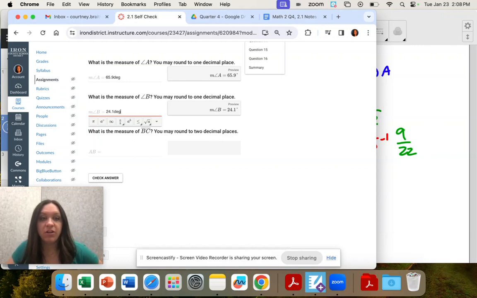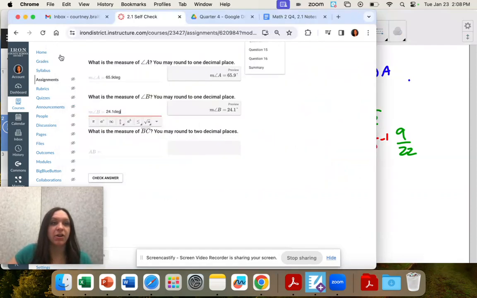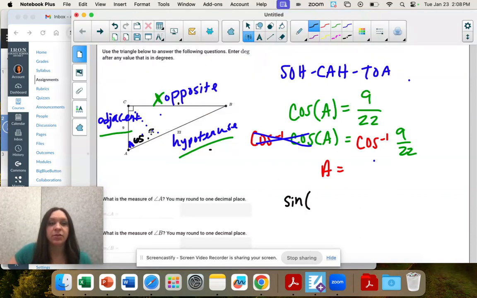So now we want to find our last side. So the opposite side I'm going to call X. And you can use Pythagorean theorem. I'm going to use sine because it's opposite over hypotenuse. So sine of A is, I already forgot, 65.9. So I'm using angle A, that's our reference angle, equals opposite over hypotenuse, times by 22 on both sides, and that is our length.